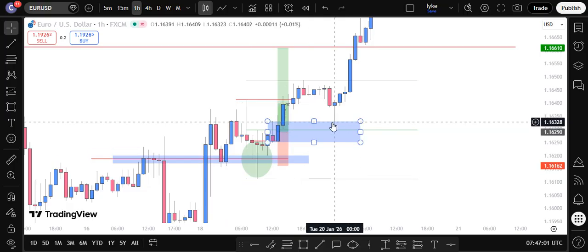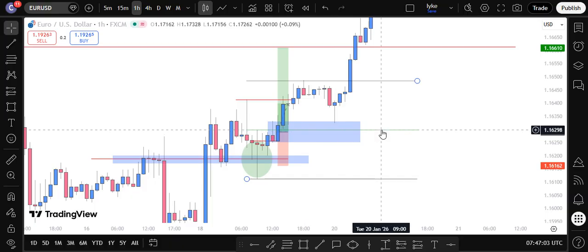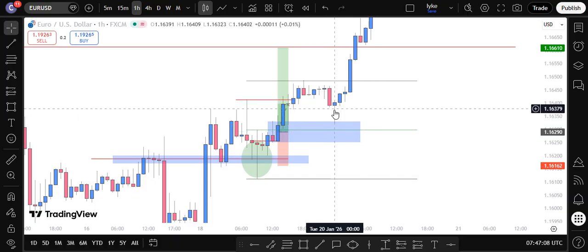So price came shy of the 50%, tapped into the demand zone and formed this bullish pin bar. Please, I urge you guys to go and look for bullish candlesticks and bearish candlesticks.